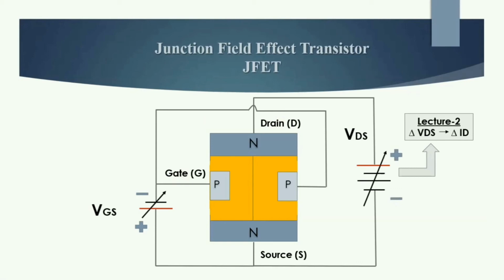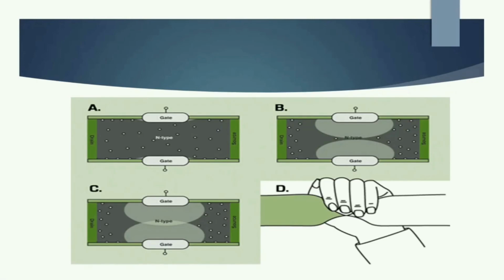Now let's look at one more generic example to help you out in understanding the working principle of JFET. Consider this flexible rubber pipe. If you do not apply any external pressure using your palm, then maximum water will flow from the rubber pipe. But if you apply some inward pressure, then the water flow will be reduced. And if you apply extreme inward pressure, then the water will not flow. This is exactly what happens in JFET.